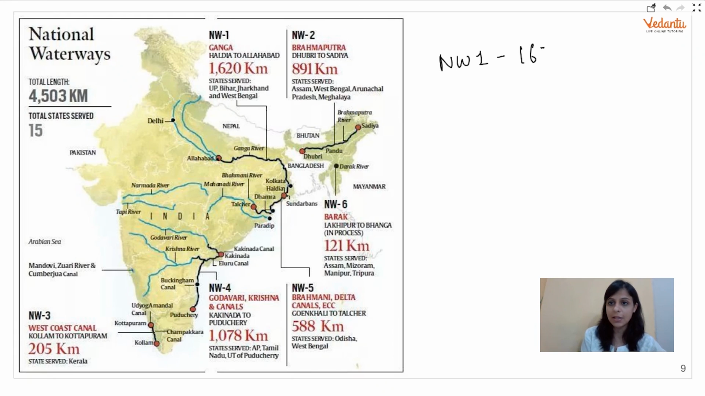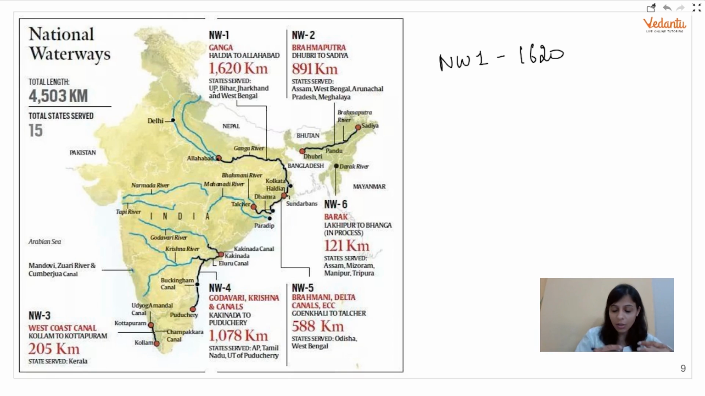That's 1620 kilometers. I'm going to write it here. And it covers the states of UP, Bihar, Jharkhand, West Bengal. So that is how it starts. It basically serves water. The second waterway given in your book is on the Brahmaputra River right here. It goes all the way from Sadia to Dhubri, and the length is given as 891 kilometers.